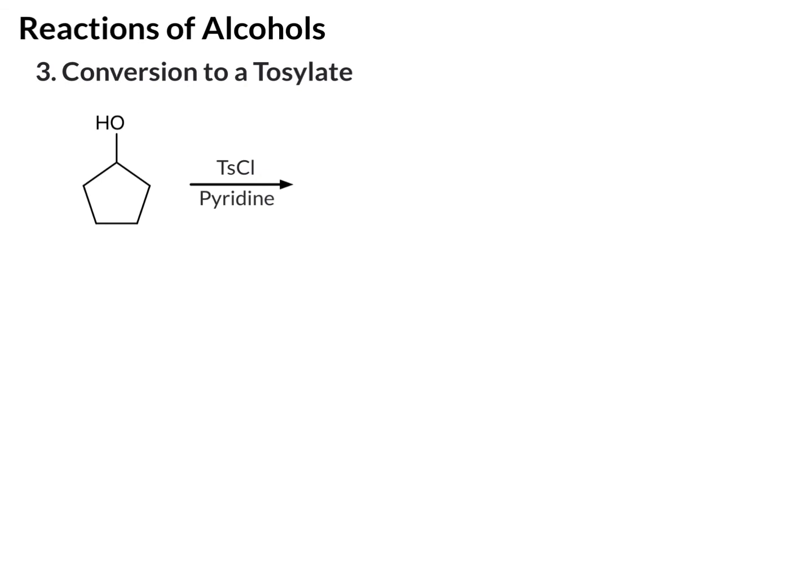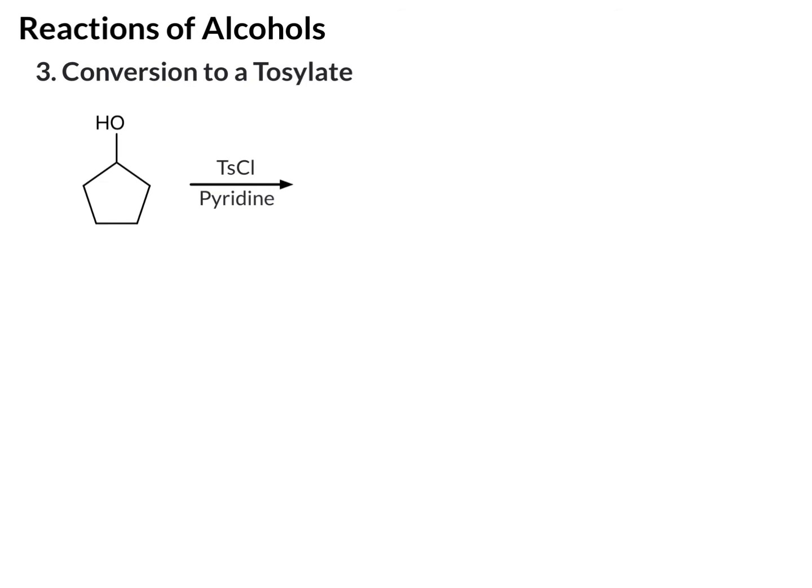In the previous reactions where we converted OH to a halogen like Cl and Br, what we were doing is turning that OH into a good leaving group, because halogens are good leaving groups. Now we're going to do something similar by converting an OH to a tosylate. This is a little different in that instead of replacing the OH with something, we're going to just add this TS group to the oxygen.